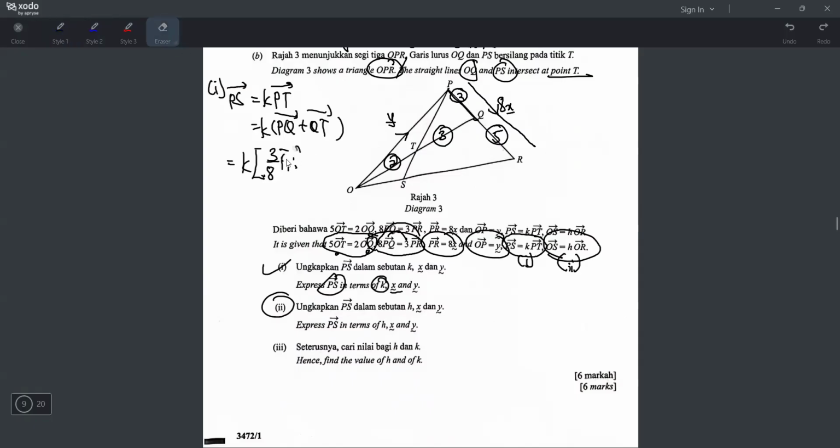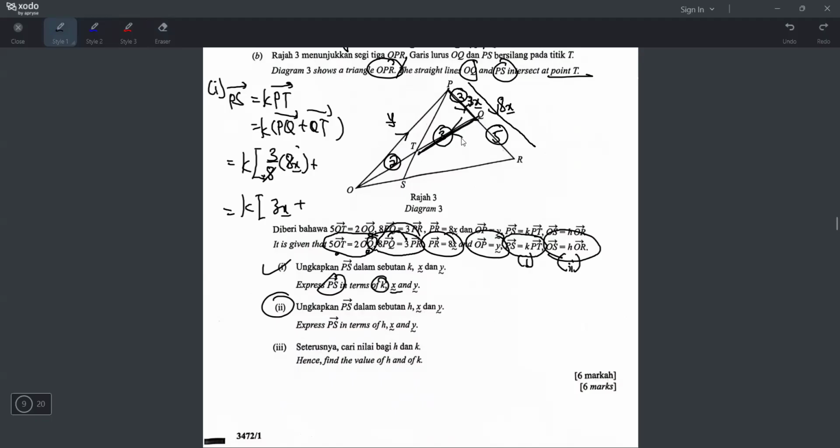And the PR we know is 8x. So why not we straight away put 8x here, right? And then after this, we can do this one, and then you will end up with K, and this will be 3x. That means PQ is 3x. That's what it means, right? But you still have to add QT.